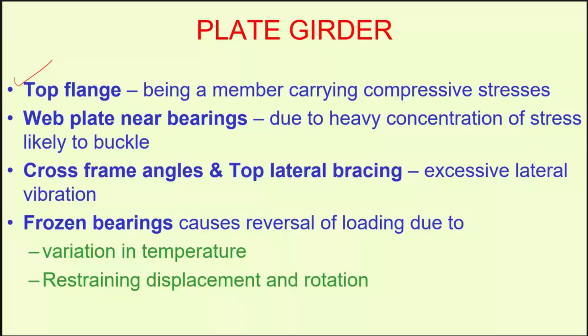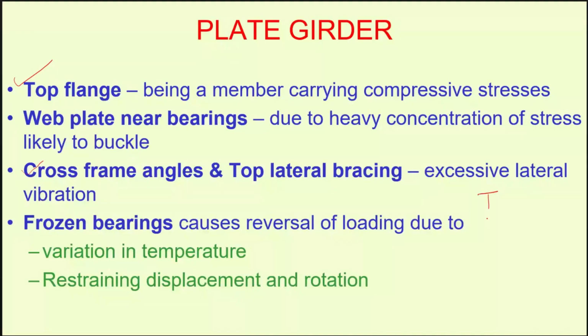The next item is cross frame angles and top lateral bracings. These are primarily connecting both the leaves of the girder bridge, and thereby it is going to increase the moment of inertia in the lateral direction tremendously. See, take and understand this.